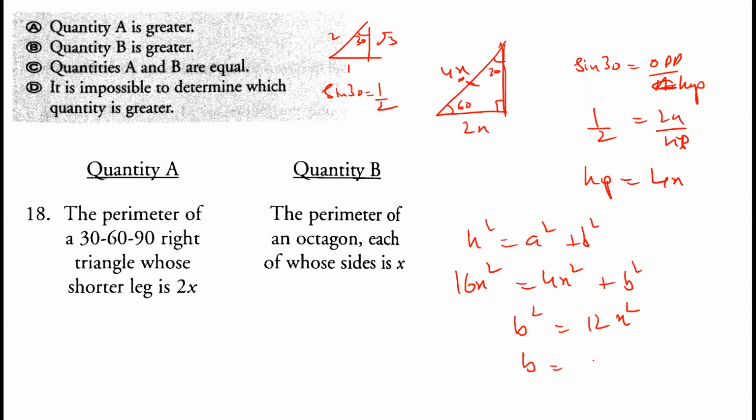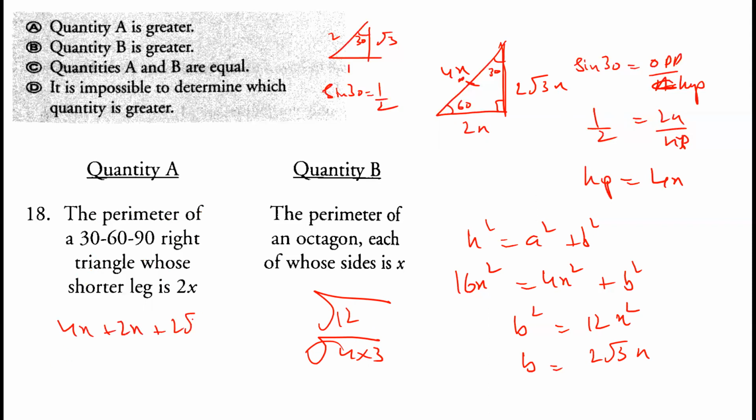So b equals 2 under root 3x. We can write under root 12 as under root 4 into 3. 4 goes out, it becomes 2. So this is 2 under root 3x. So the perimeter of the right angle triangle would be 4x plus 2x plus 2 under root 3x, or 6x plus 2 under root 3x.